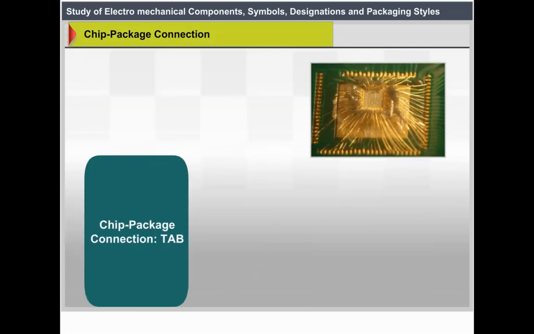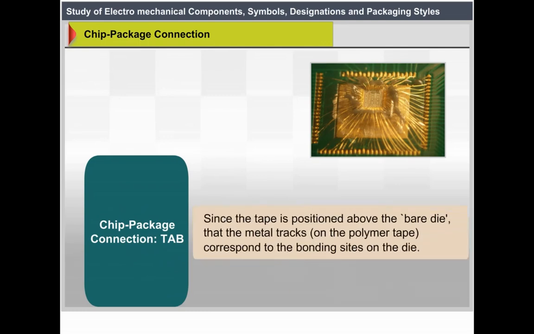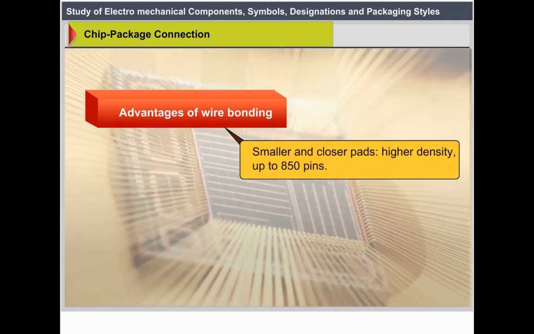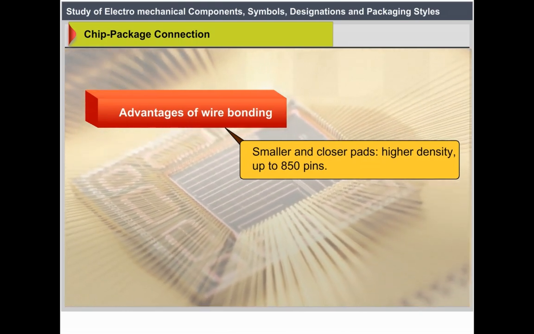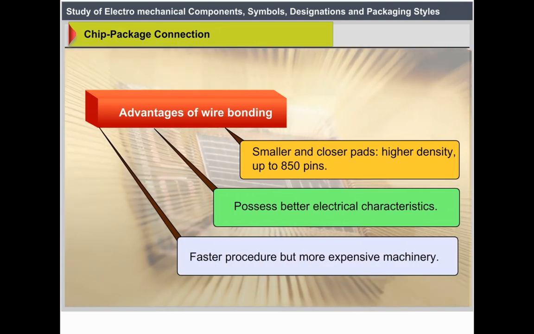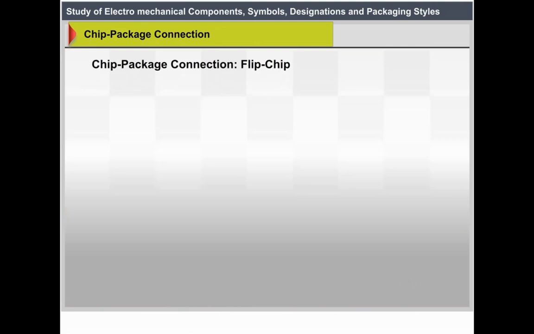Chip package connection, TAB. Tape automated bonding. The interconnections are patterned on multilayer polymer tape. The tape is positioned above the bare die so that the metal tracks on the polymer tape correspond to the bonding sites on the die. Advantages over wire bonding: smaller and closer pads, higher density up to 850 pins, better electrical characteristics, faster procedure but more expensive machinery.